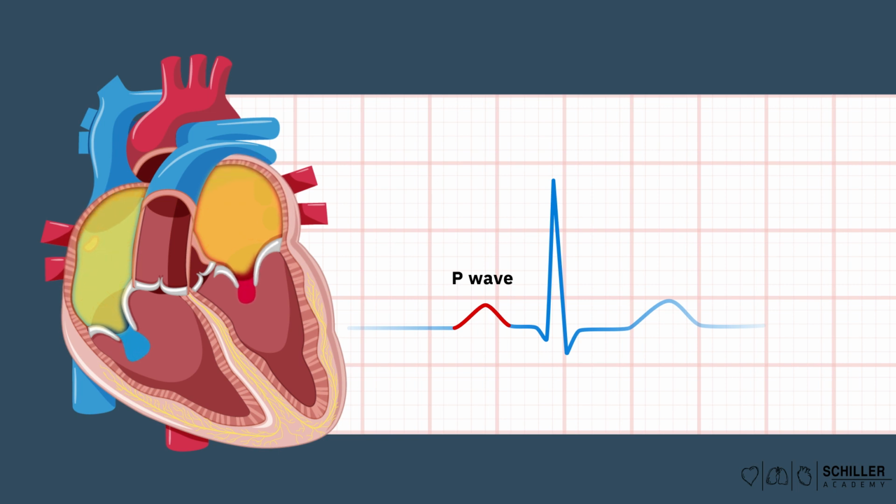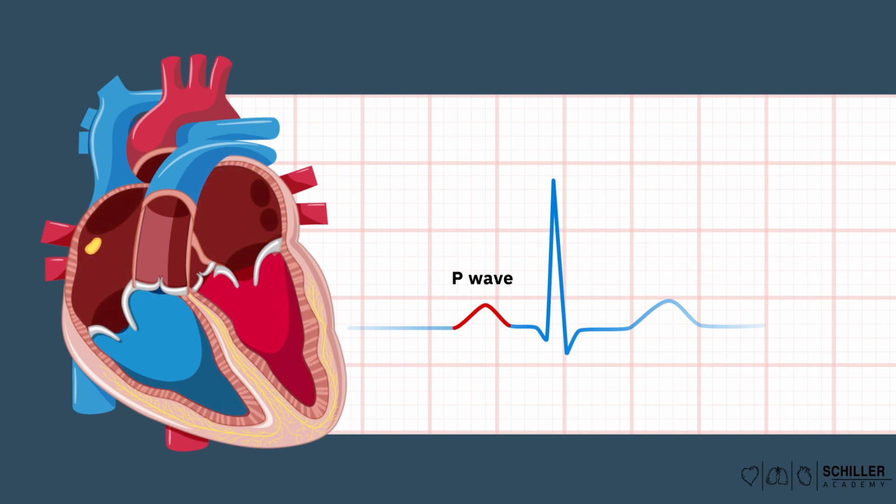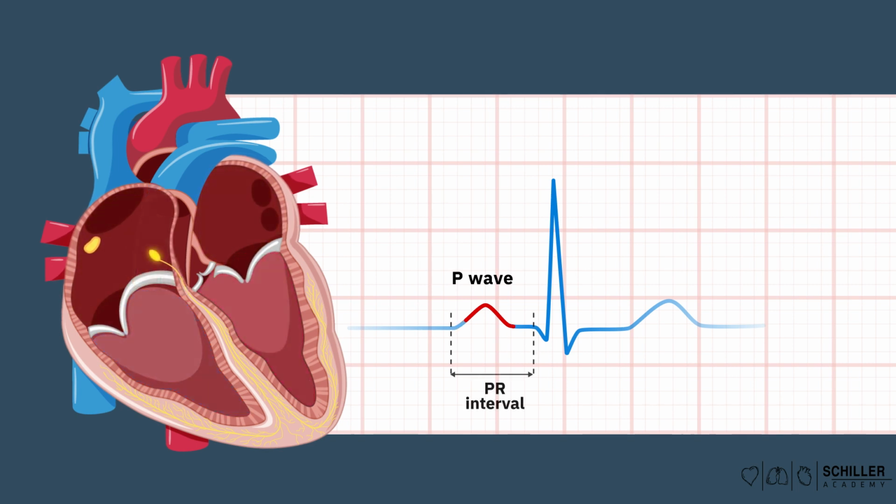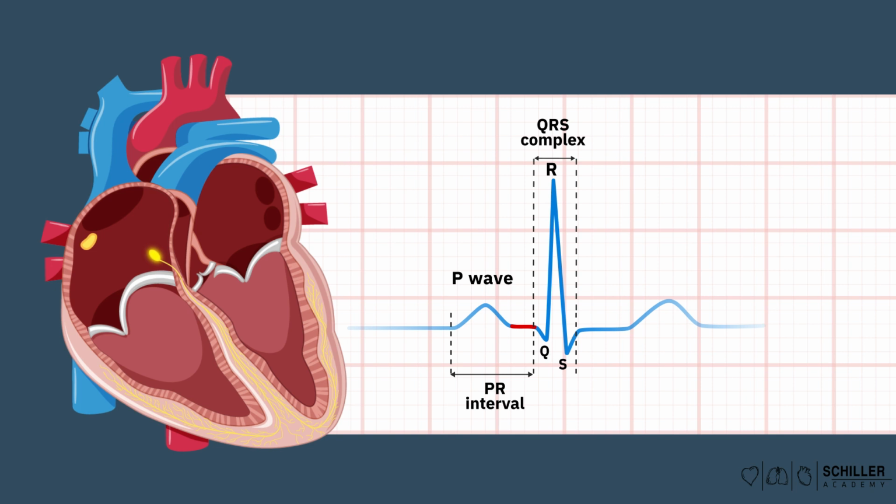Atrial contraction, also known as atrial systole, begins approximately 100 milliseconds after the onset of the P wave. The PR interval is measured from the beginning of the P wave to the beginning of the QRS complex. The flat section between P wave and Q wave corresponds to the duration of signal transmission through the AV node.